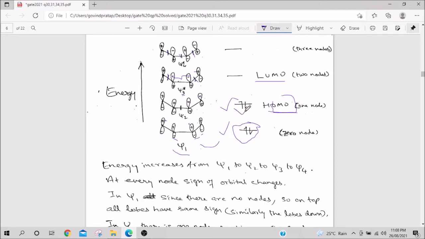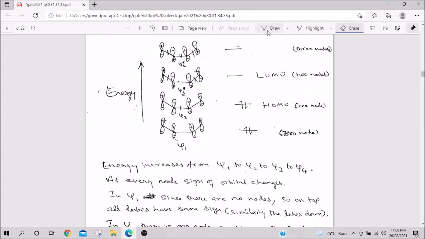Psi 2 is the HOMO, and the LUMO is the lowest unoccupied molecular orbital. These are the molecular orbitals; this one has lower energy and this one has higher energy, so this is the LUMO. Now, the important thing is that for any pericyclic reaction to happen, the orbital that reacts is the one with the highest energy, and it should also have electrons.